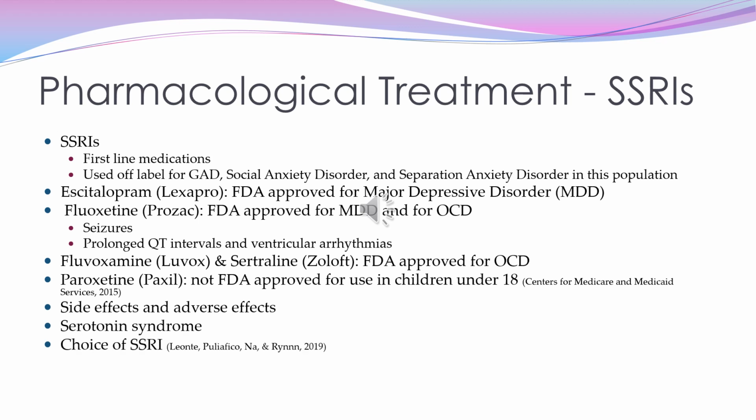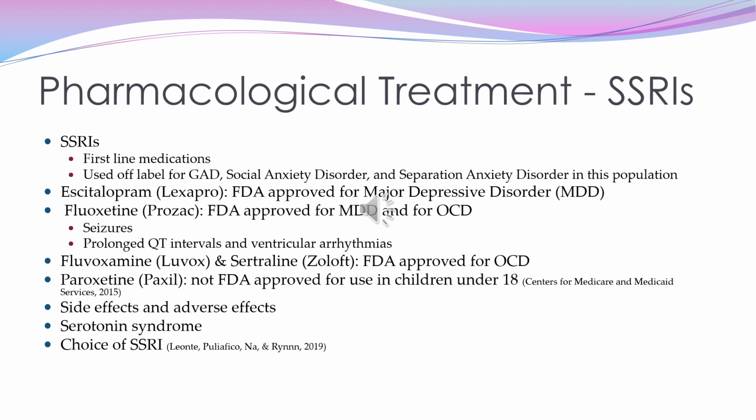Selective serotonin reuptake inhibitors are recommended as first-line pharmacologic treatment for children and adolescents with GAD, social anxiety, and separation anxiety. There have been few studies on the effects of antidepressants on specific phobia, obsessive-compulsive disorder, and selective mutism in children and adolescents. All of the drugs in this class are used off-label for GAD, social anxiety disorder, and separation anxiety disorder.